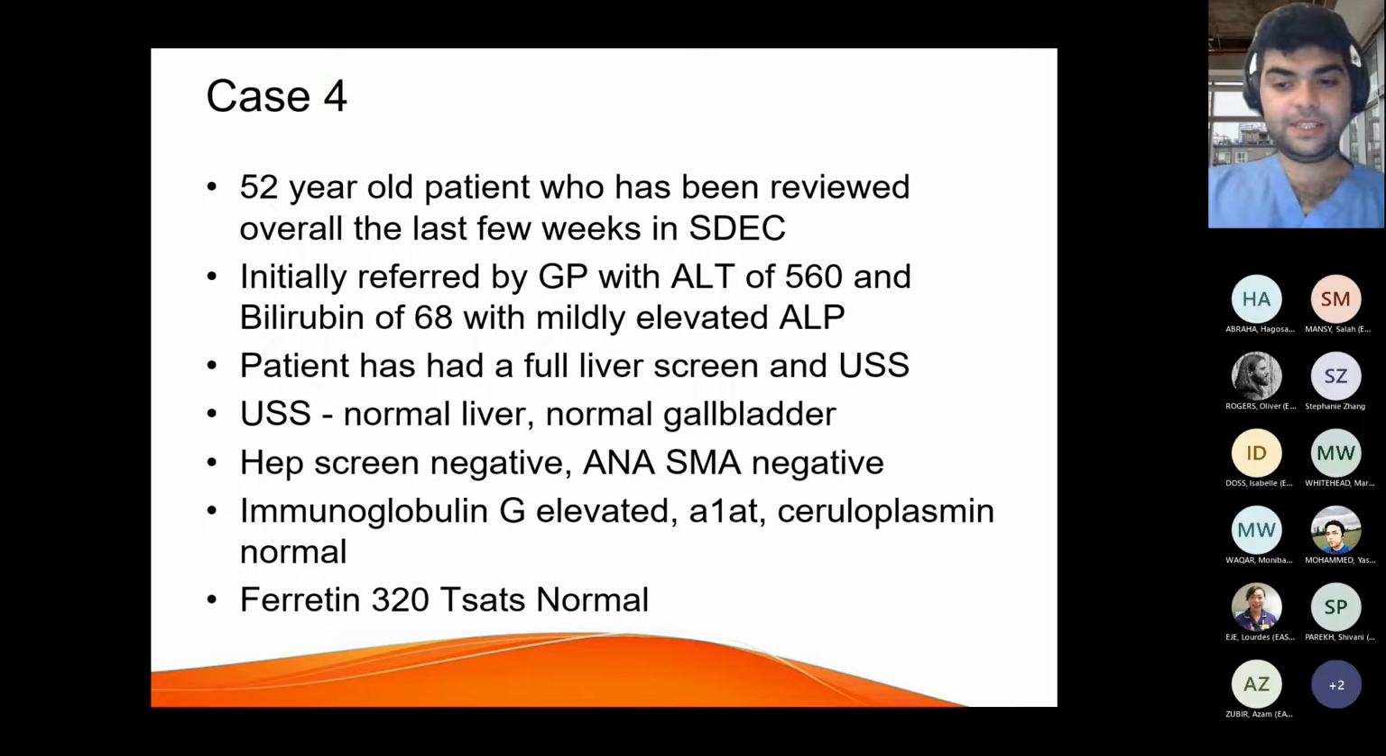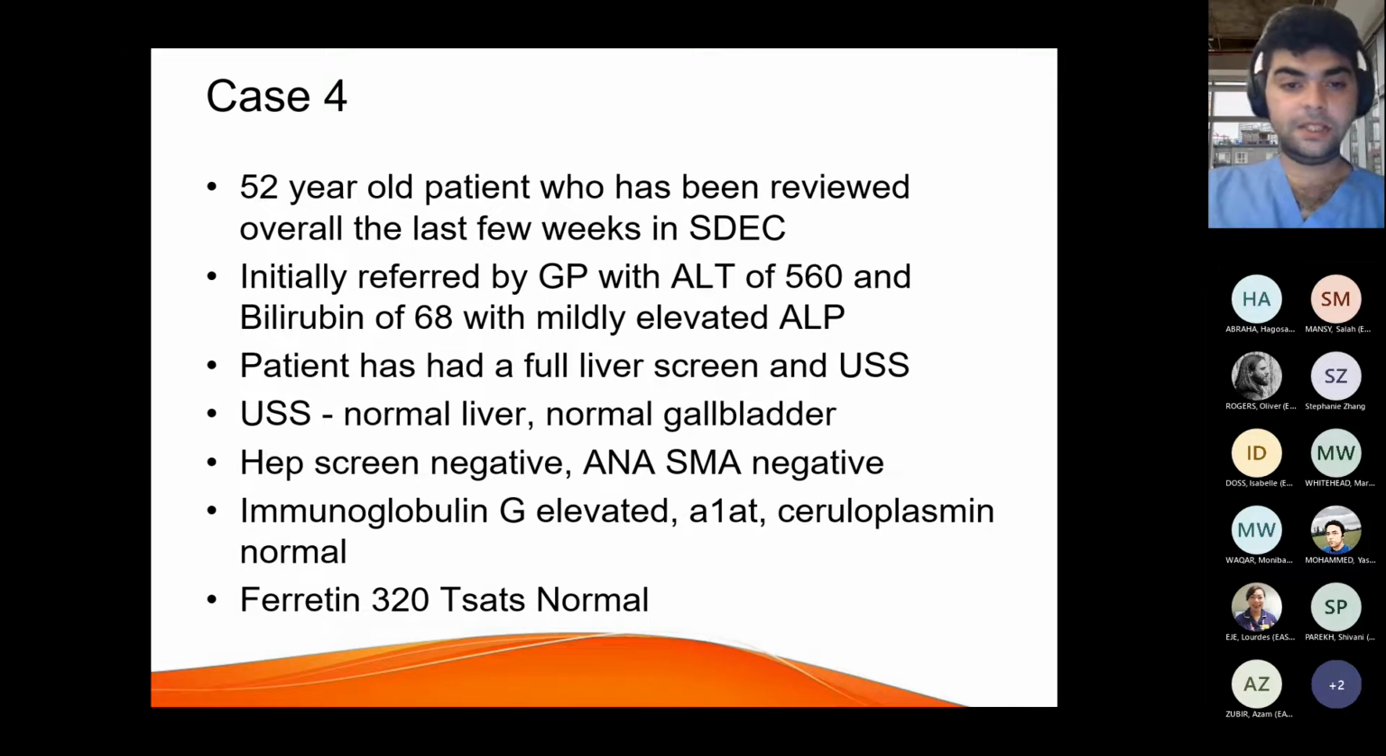The fourth and final case I'm going to go over, which is one I see very, very rarely, is a 52-year-old who's been seen in clinic on 3 or 4 occasions. The initial referral was by their GP with a raised ALT of 560 and a raised bilirubin of 68 with a mildly elevated ALP. As is standard with any patient who has a hepatitis, they had a full liver screen and an ultrasound. The ultrasound revealed a normal liver and a normal gallbladder, with the hepatitis screen being negative and the antibodies being negative.